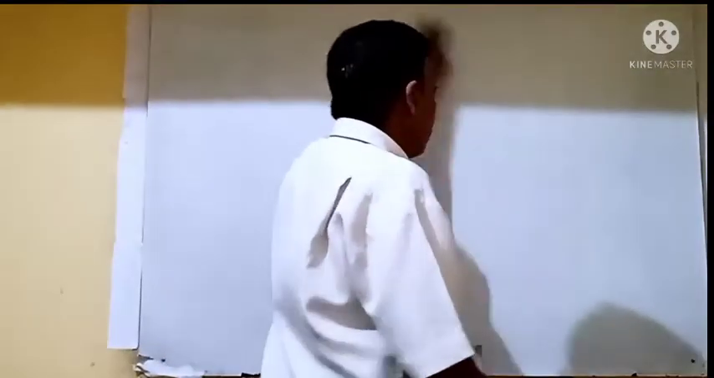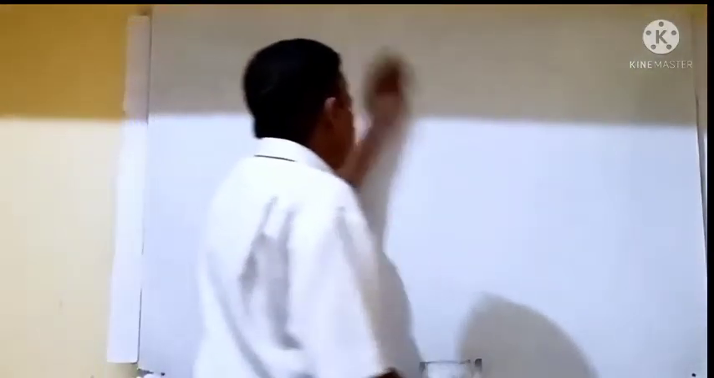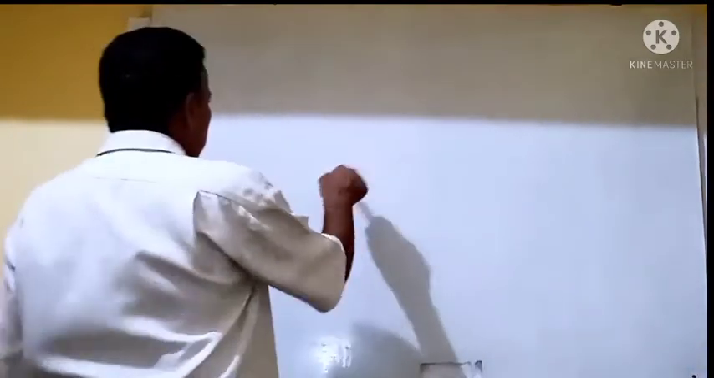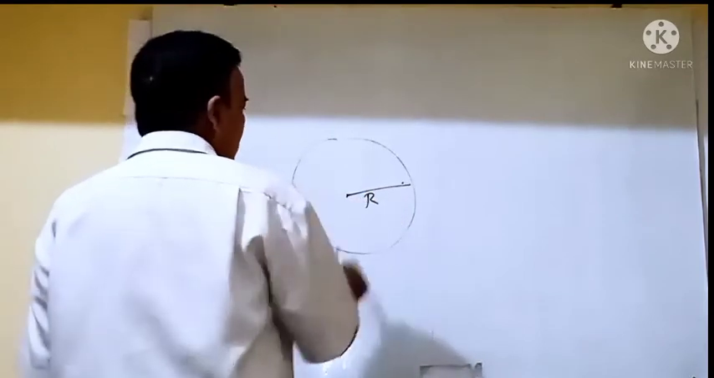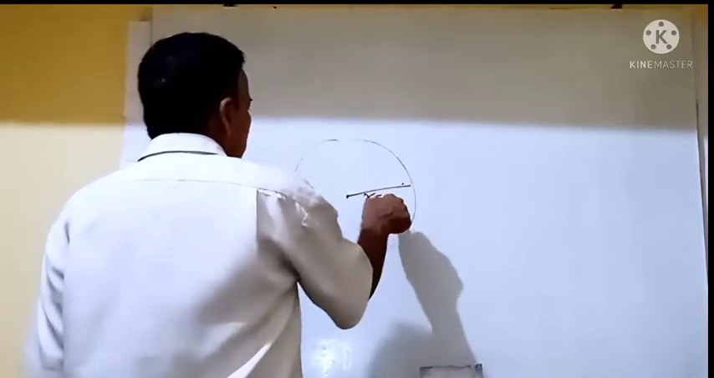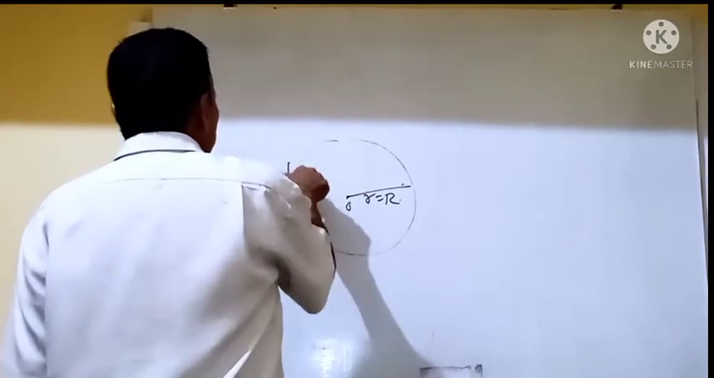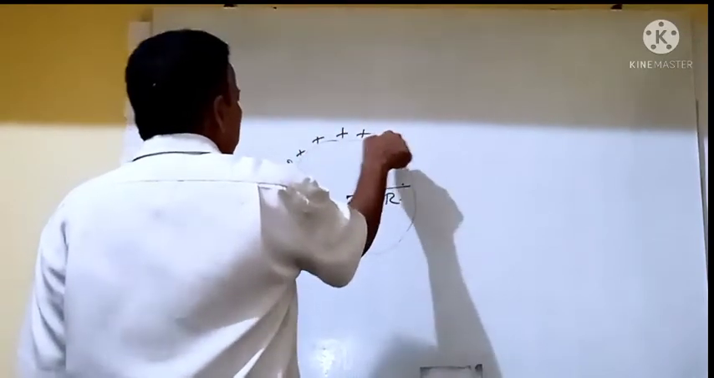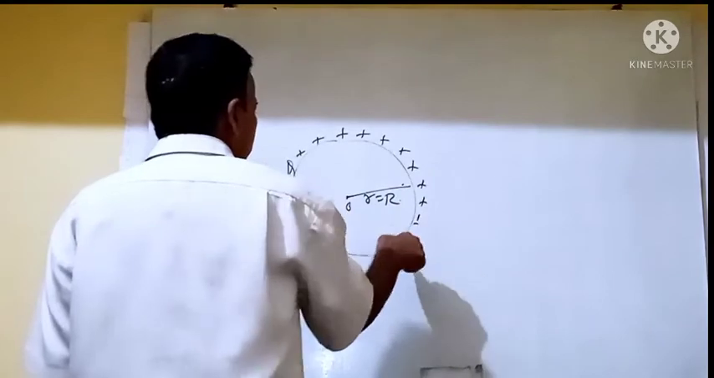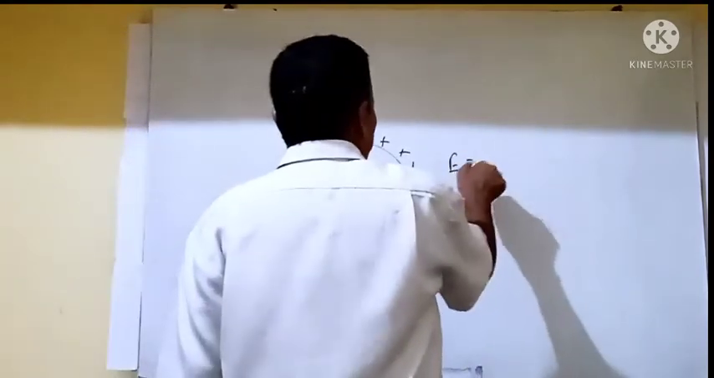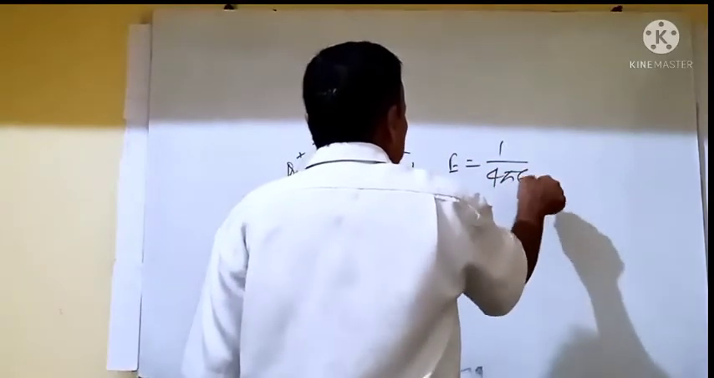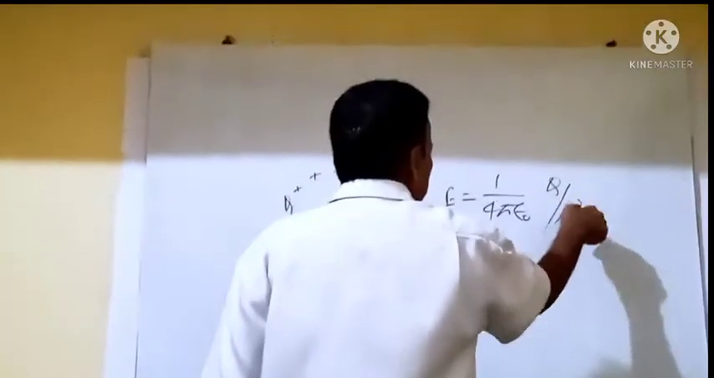So what is the electric field intensity at the point P, where the point P is situated on the thin spherical cell? This is the thin spherical cell and this is the radius R, a small r is equal to capital R, and this is the charge Q. So we write E is equal to 1 by 4 pi epsilon naught and Q by r squared.